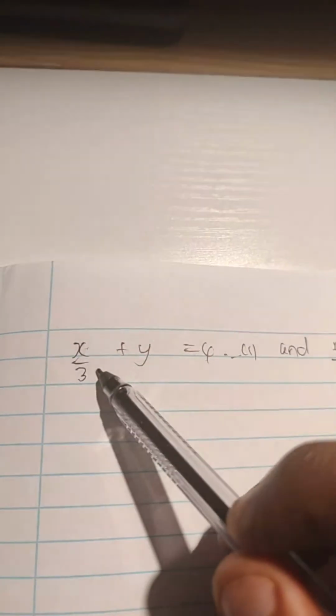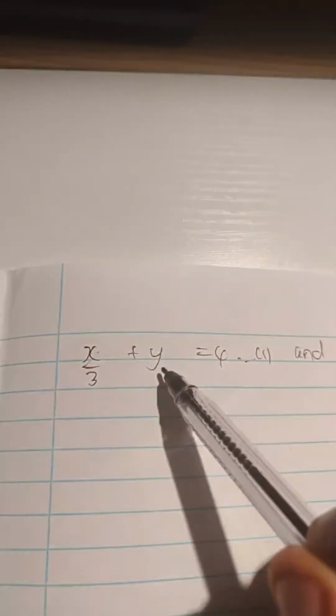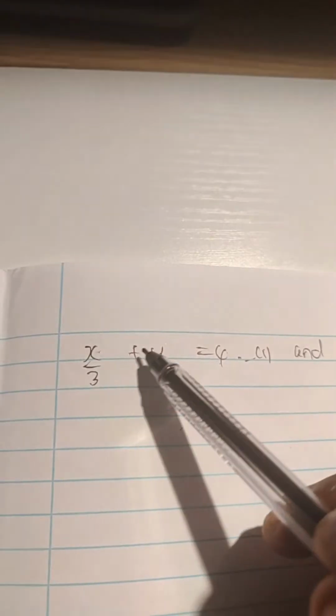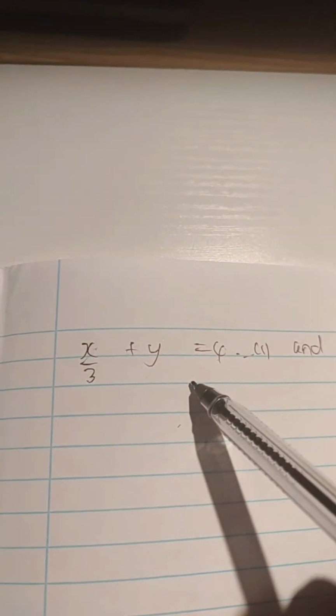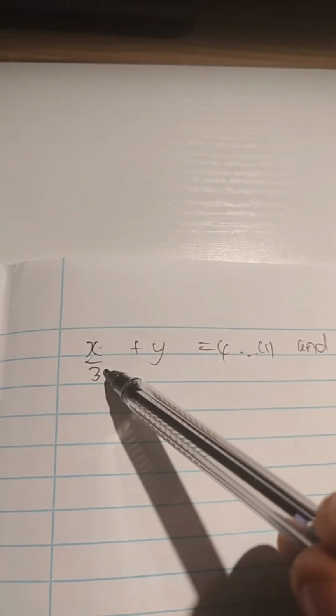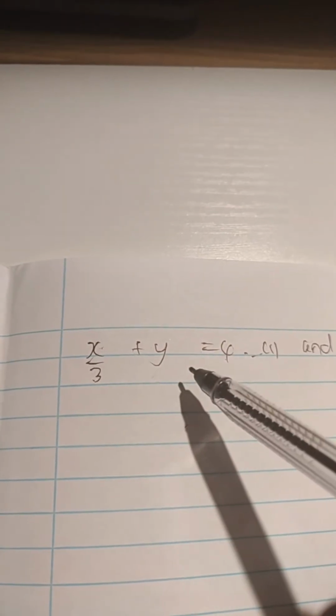So this is going to be my equation 1 and this is going to be my equation 2. What I'm going to do is make this equation a little bit more simplistic. How? I'm going to look at x over 3 plus y is equal to 4. I can use the LCD here and multiply, so that I can get rid of the denominator.